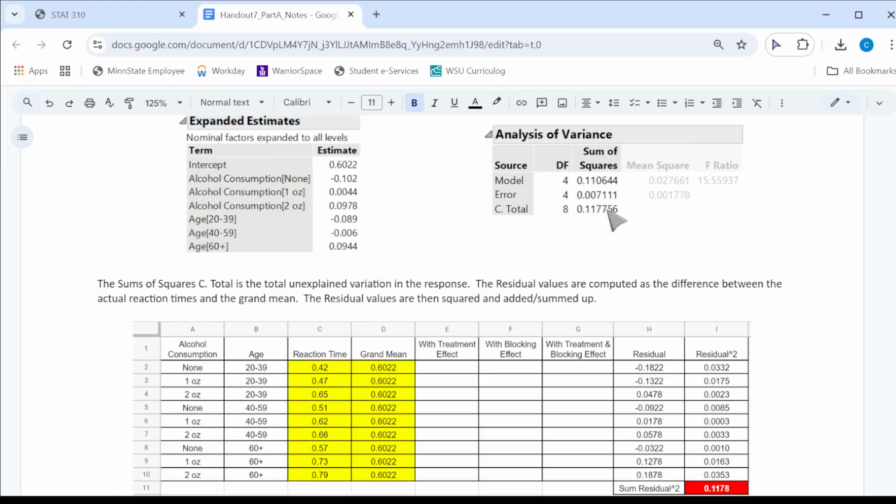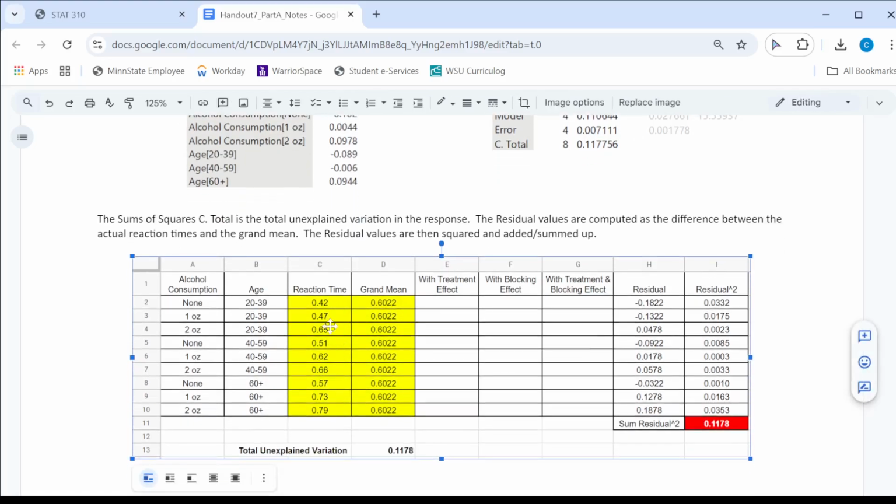Now, how is that obtained again? It is very similar to what we did before. What we're going to look at is how much error was created if I don't worry about the treatment, nor do I worry about the blocking. And what I would do there is just look at each of my outcomes. So these are going to be my reaction times. Look at my y's, look at the error of the y's from my grand mean. The grand mean of all of this data here, I guess, is 0.6022.